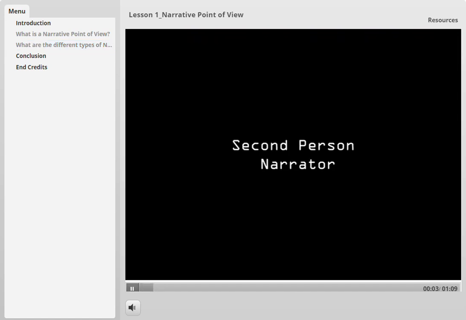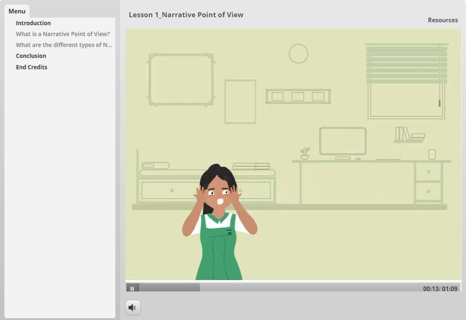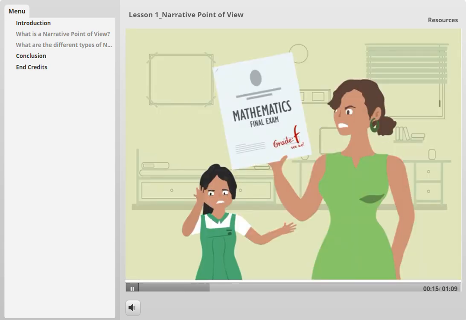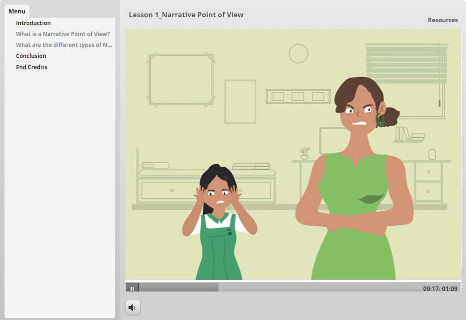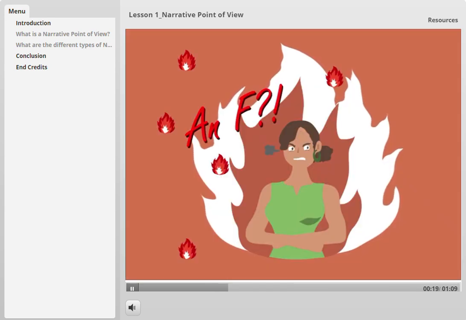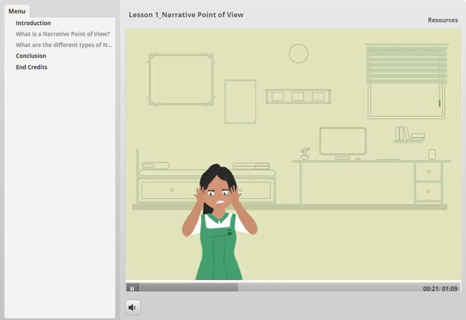Even less commonly used is the second-person narrative, where the narrator addresses the reader with the pronoun you. It might go like this. You have barely time to make it out of the room before Mum dangles your math exam script in front of you. "An F!" she screeches accusingly.